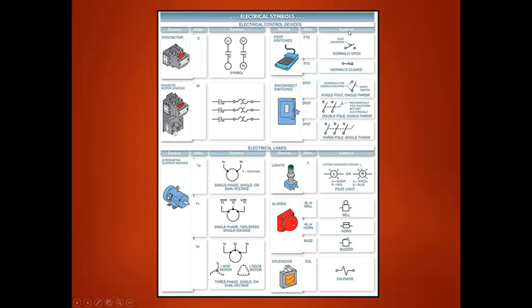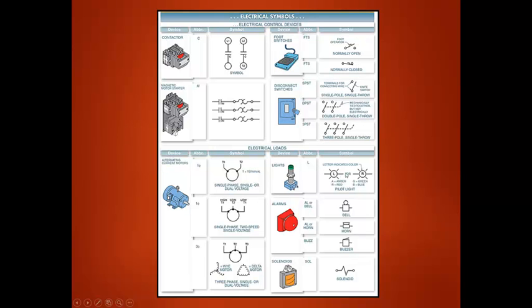Different switches are represented in different ways. A foot switch looks just like a regular switch with a little elbow on top of it. Disconnect switches are represented this way. Anytime you see a dashed line in a symbol, that represents that something is connected. So each of these 3 devices are connected. This indicates a 3-phase disconnect.